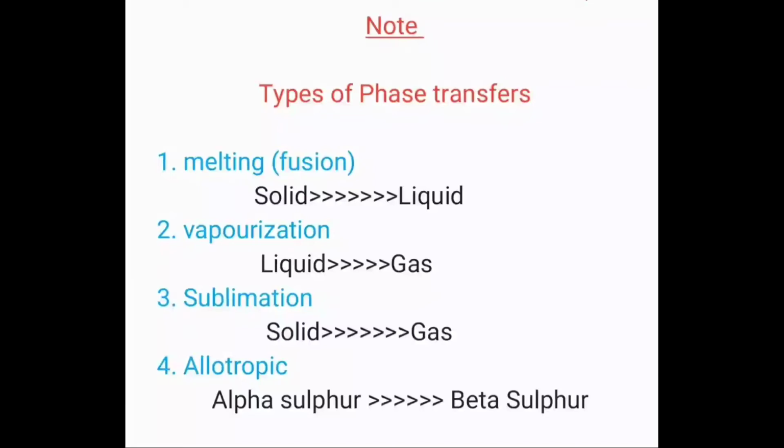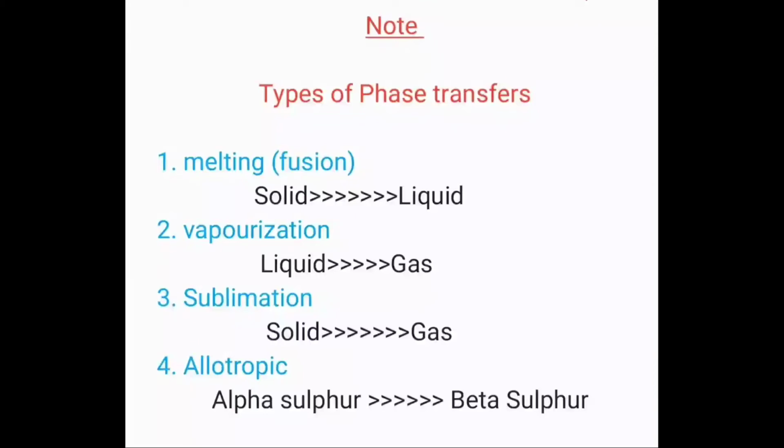Whenever solid phase is directly converted into the gaseous phase, it is known as sublimation. So the third phase transfer is sublimation.